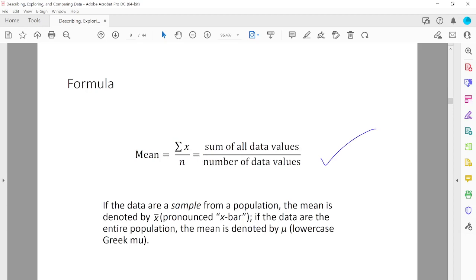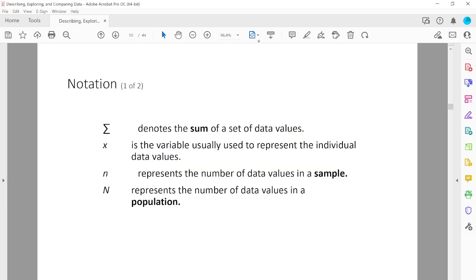Okay, so this is the formula for finding the mean. We add all the data and divide by the total number of data. This is the notation we use. This notation is called sigma, which means the sum of all the data. This X is the data. If the data are sampled from a sample, the mean is denoted by X bar. This X bar means it's the mean for the sample. And there is a different notation called mu. This is also the mean, but for the population.